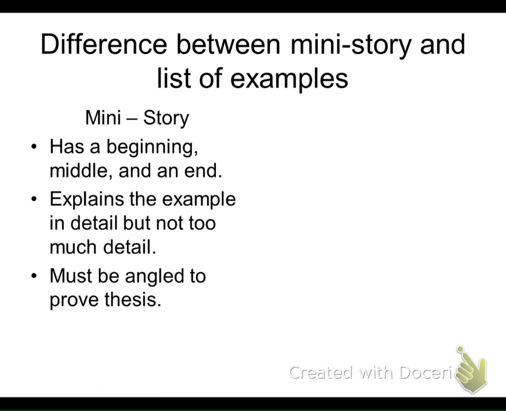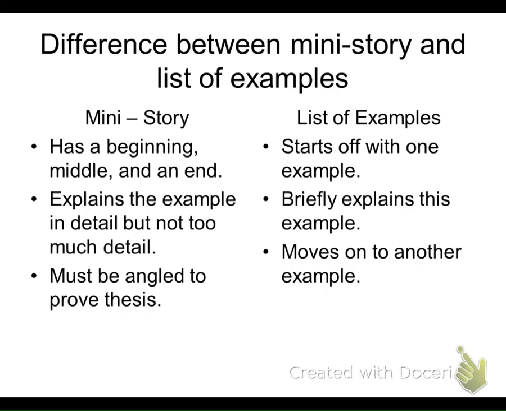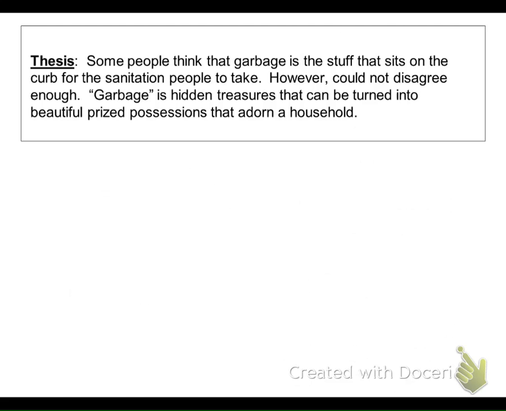Yes. All right. So now with a list of examples, you start off with one example. You briefly explain this example, then you proceed on to another example. Usually when you're talking about examples, you want to do like 2 or 3. You never just want to give one. So if we're going along the lines of my thesis: Some people think that garbage is the stuff that sits on the curb for the sanitation people to take. However, I could not disagree enough. Garbage is hidden treasures that can be turned into beautiful prized possessions that adorn a household.